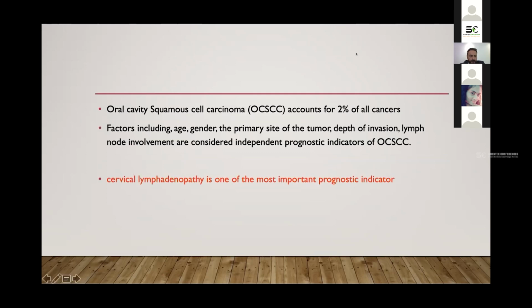Oral cavity squamous cell carcinoma accounts for about 2% of all cancers. Factors including age, gender, primary site of the tumor, depth of invasion, and lymphovascular invasion are also prognostic indicators for oral cavity cancer. Cervical lymphadenopathy is one of the most important prognostic factors.